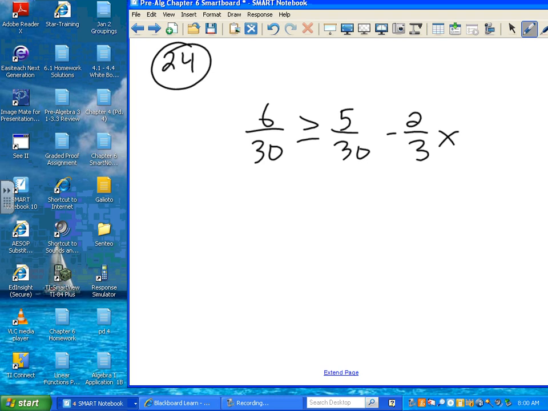Okay, and then subtract 5 over 30 from both sides. So we get 1 over 30 greater than or equal to negative 2/3, and then multiply both sides. Are you okay, Annalise? Yeah. Okay. Go ahead and fix yours to make sure, and if not, I'll come back to this.